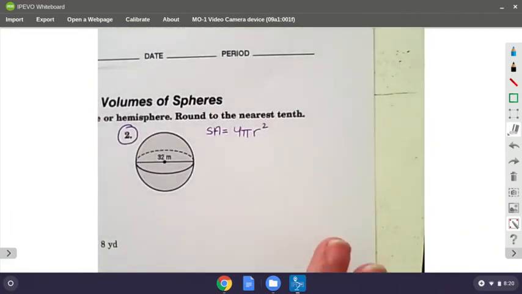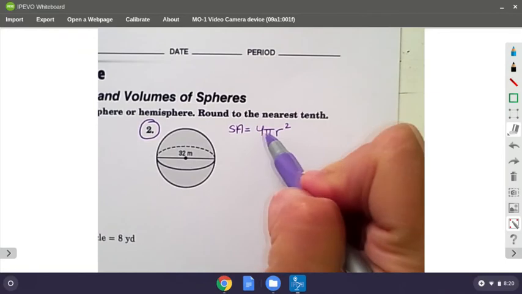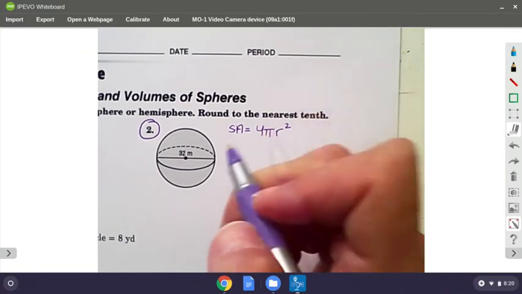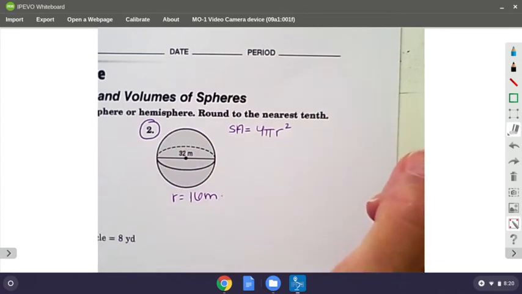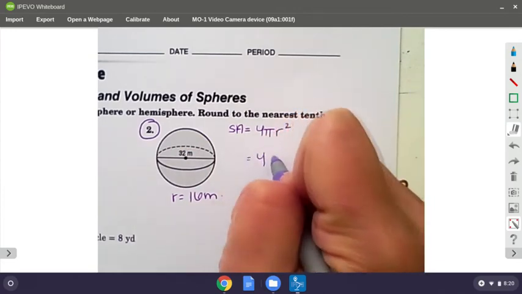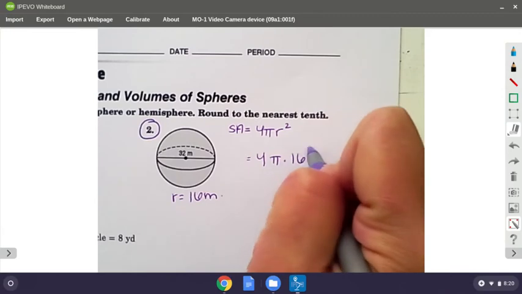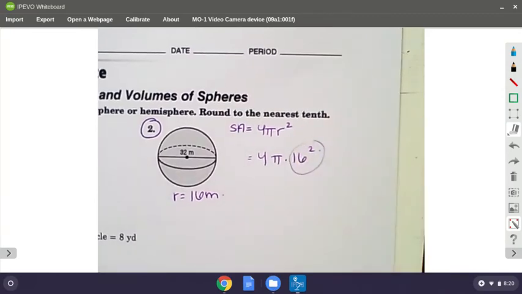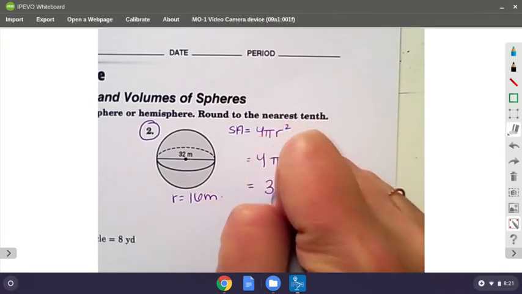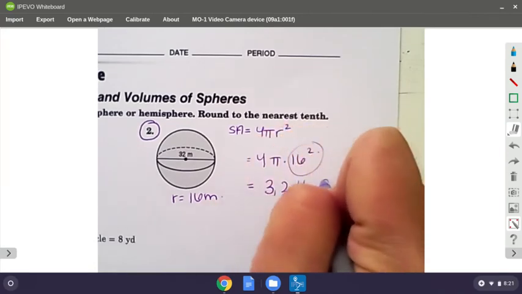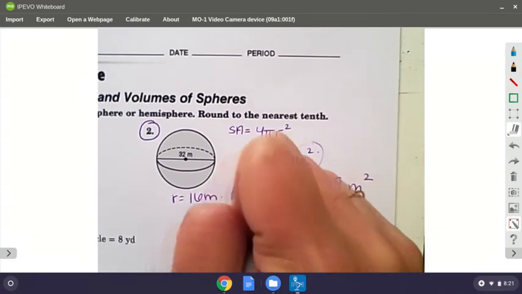And then lastly we're going to do a sphere. So sphere is pretty easy. It's 4 times pi times the radius squared. First, the radius here is going to be 16 because the diameter is 32. So you're just going to plug it in. 4 pi times 16 squared. Remember, you want to do the squaring first. So 16 squared is 256, and then times 4 pi. So this is going to be 3,216.99, and that's square meters.